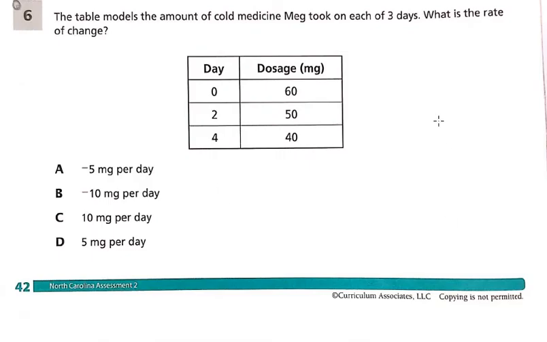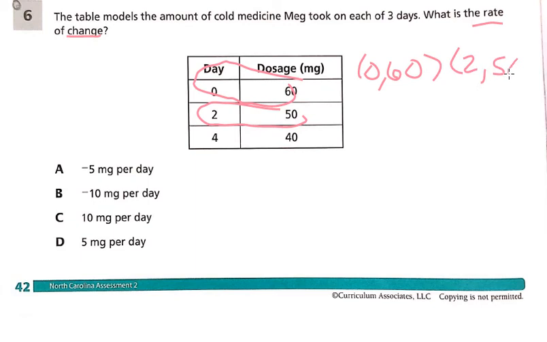All right, so here it's asking us for the rate of change. Anytime it asks us for a rate of change, all we need is 2 points. So I'm going to take this one, and I'm going to take this one. I'm going to write them out as (0, 60) and (2, 50). So I've got x1, y1, and x2, y2.